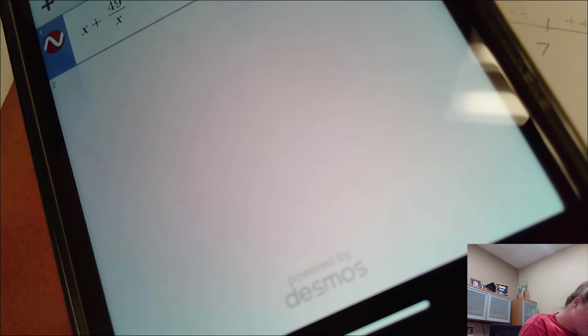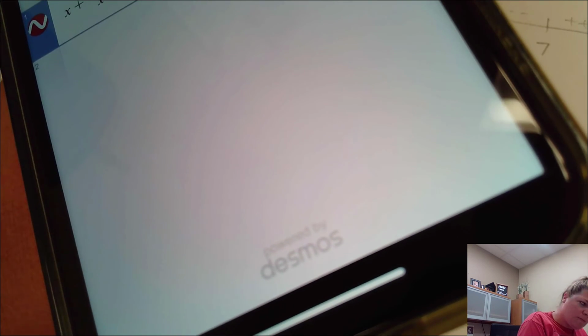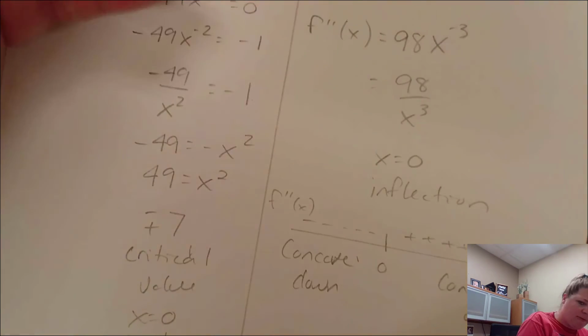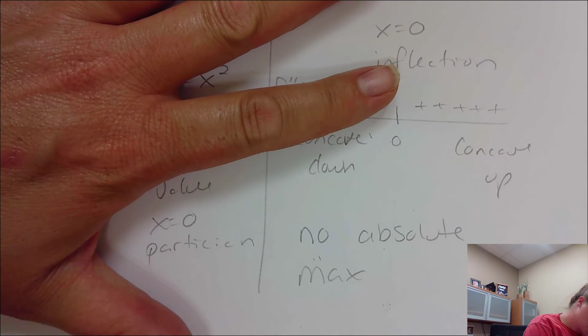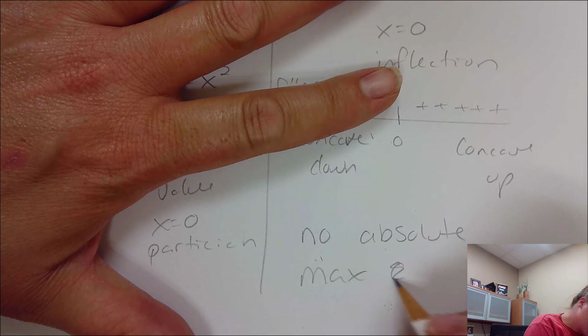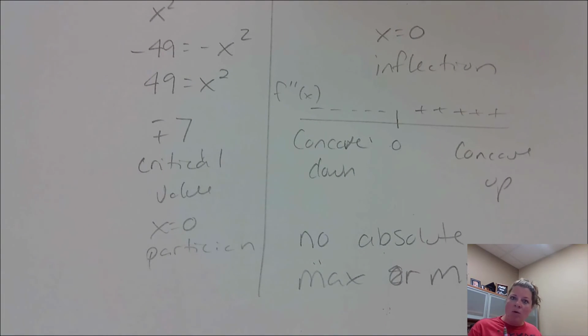So there is no absolute max or min. Okay, so this is a tricky one. Oh, sorry, things in the way. I'm holding my phone in my hand. No absolute max or min. So there is no absolute. There is a local, but not an absolute.